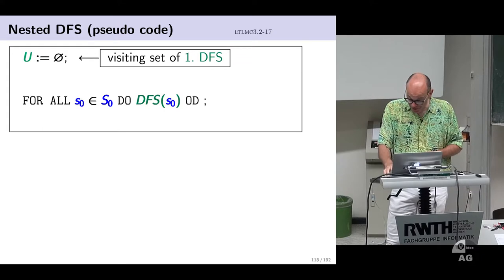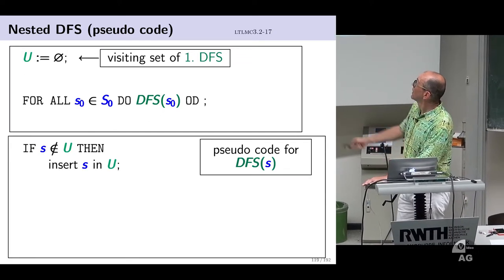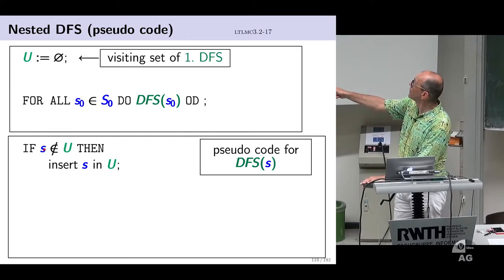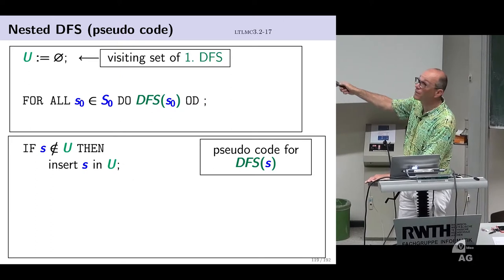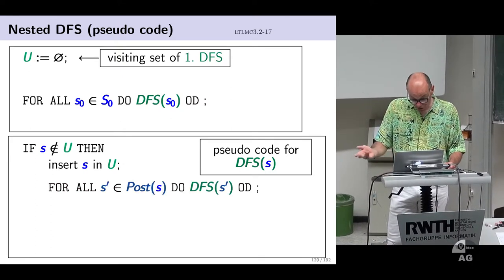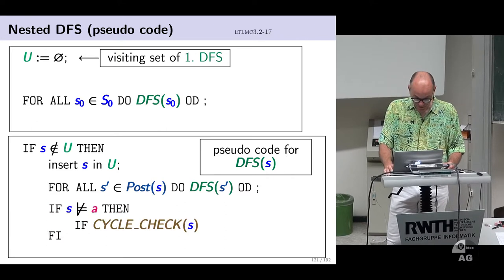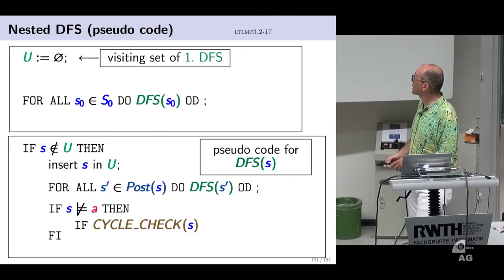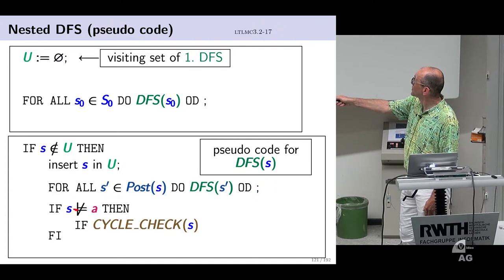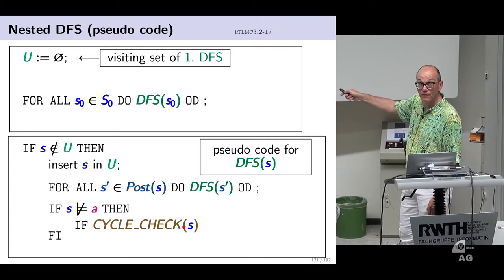So this was the set of states visited in the outermost. Now I do the depth first search. I check, did I already visit this state in the current depth first search? If this is not the case, then insert it, because you're just considering it. You consider all its possible direct successors and invoke recursively depth first search for those successors. Then there is this special case. If S is a non-A state, then you check the cycle.